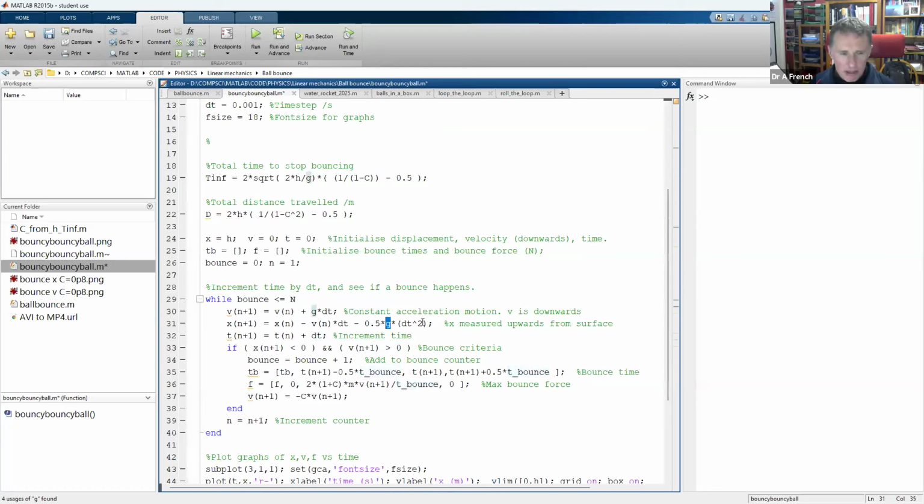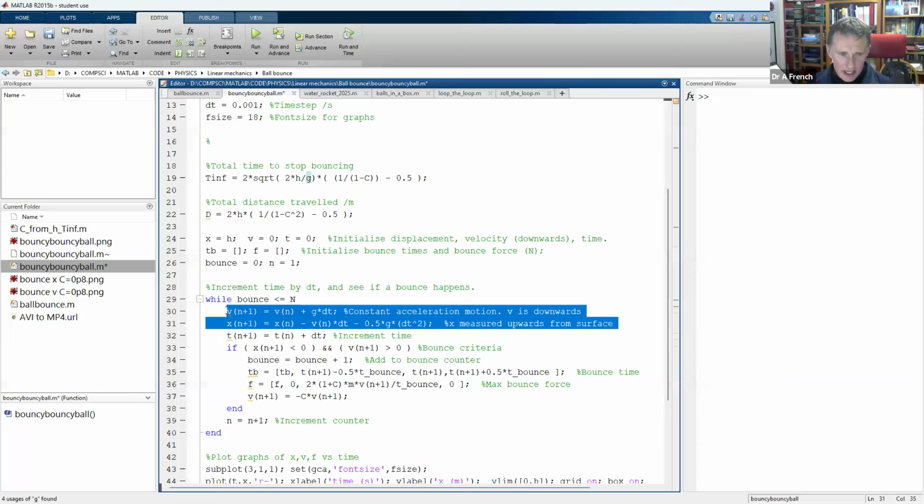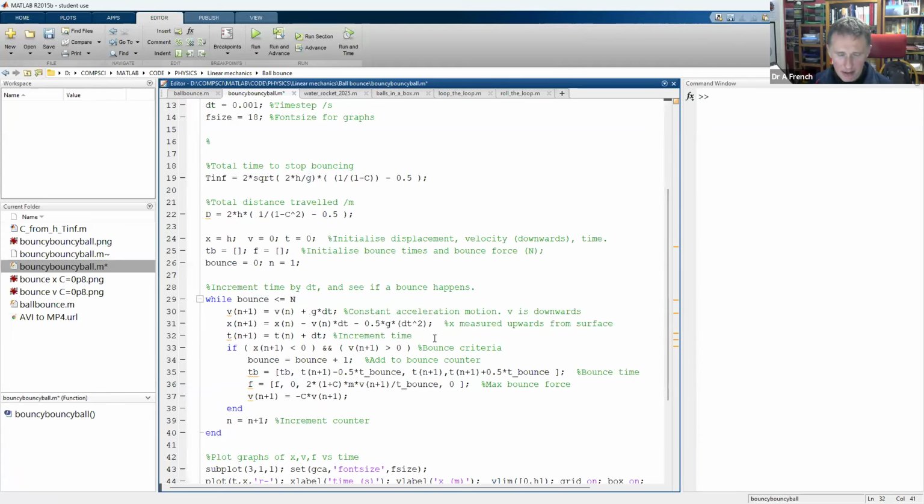So what we're doing is we're nibbling away at our displacements. We're taking away half g delta t squared, and we're taking away v delta t. Remember, v is positive going downwards. And then we're adding g delta t to our velocity. So essentially we could use this for projectiles, whatever you like. And then we're incrementing our time. Now, the difference between this and a projectile simulator, of course, is we have a bounce.